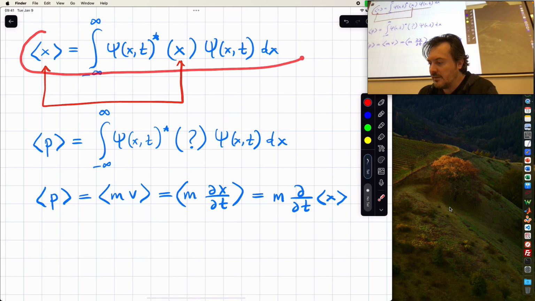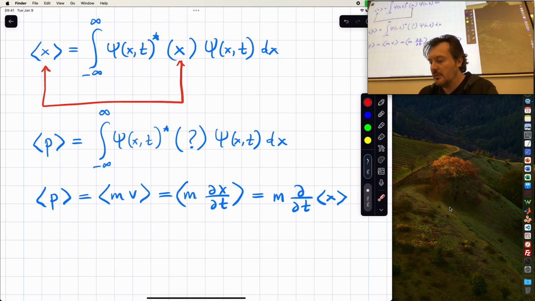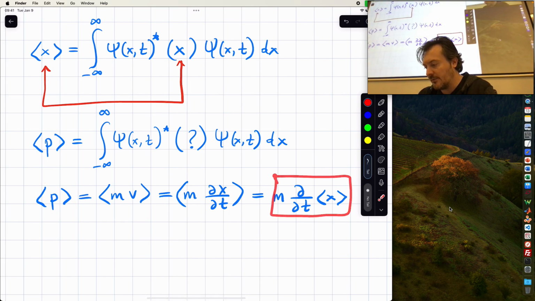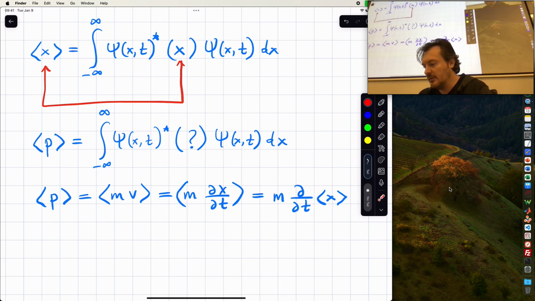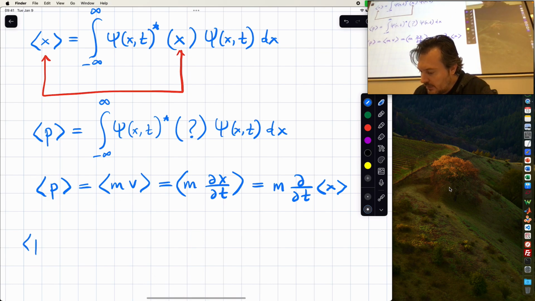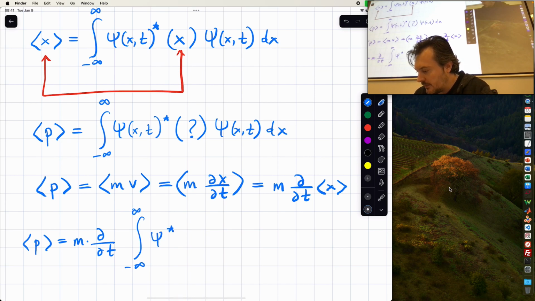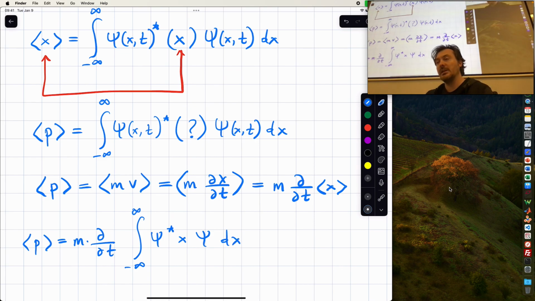We already know how to get the average of x, but we want to start from that knowledge and go over here. And what do we use? We use the fact that the average value of p is actually related to the average value of x. So we can just take the time derivative of this part to get what p is. Does it make sense? So what we need to do is m times del over del t of the whole integral from minus infinity to infinity, psi star x psi dx. That's what we need to do.